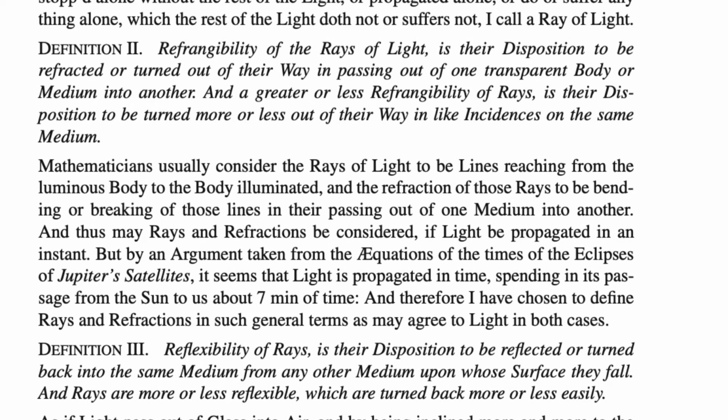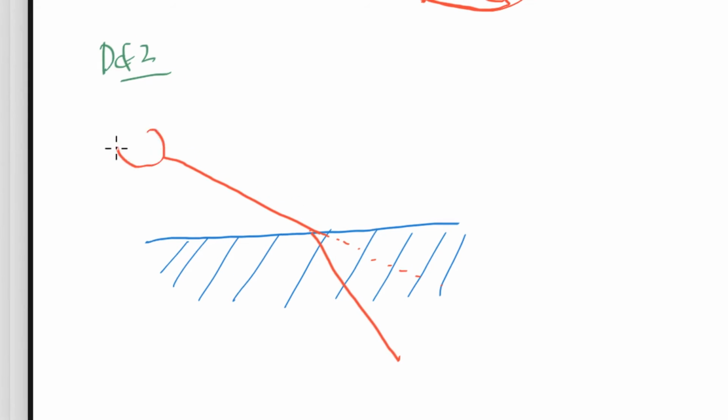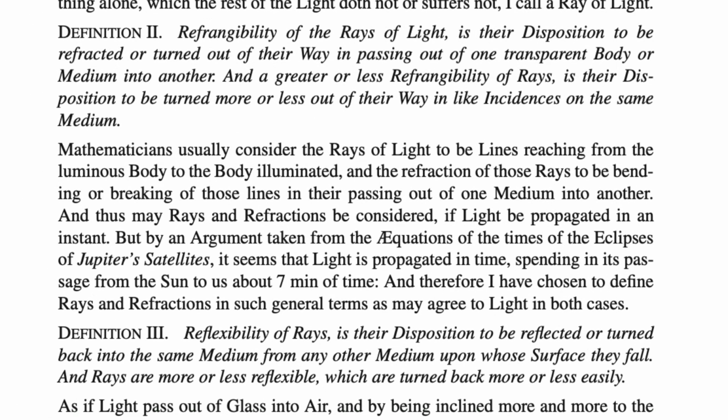Okay, so he says mathematicians usually consider the rays of light to be lines reaching from the luminous body, that means the glowing body, to the body illuminated, and the refraction of those rays to be bending or breaking of those lines in their passing out of one medium into another. So up here, if you had some object that was the source of light, it might be a light bulb or the sun or whatever, and then it's traveling like this in a straight line, and then it gets bent like this in going from one medium to another medium. Okay, and thus may rays and refractions be considered if light be propagated in an instant.